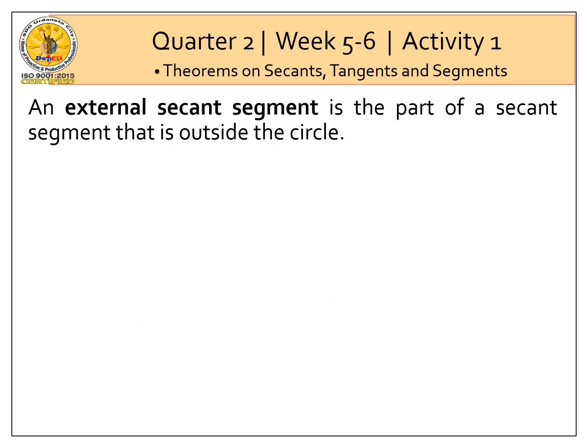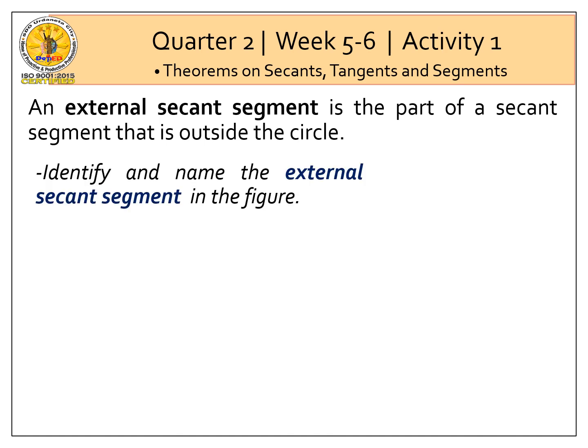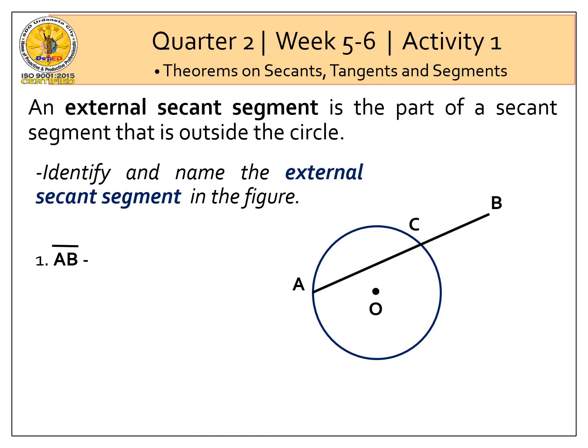This time we will discuss how to identify and name an external secant segment. Let's have the definition first. An external secant segment is the part of a secant segment that is outside the circle. Let's have an example. Identify and name the external secant segment in the figure. Let's have circle O. Number 1, line segment AB. We know that line segment AB is a secant segment.